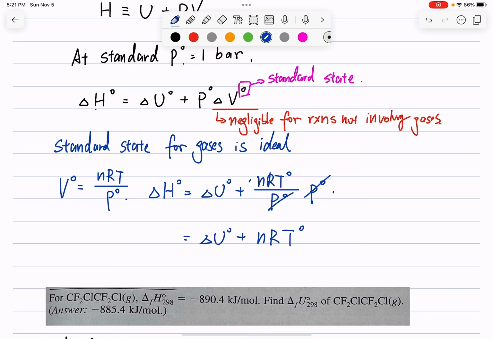And in this case, when we're talking about the delta n, we're specifically referring to the change of the number of moles of gases.